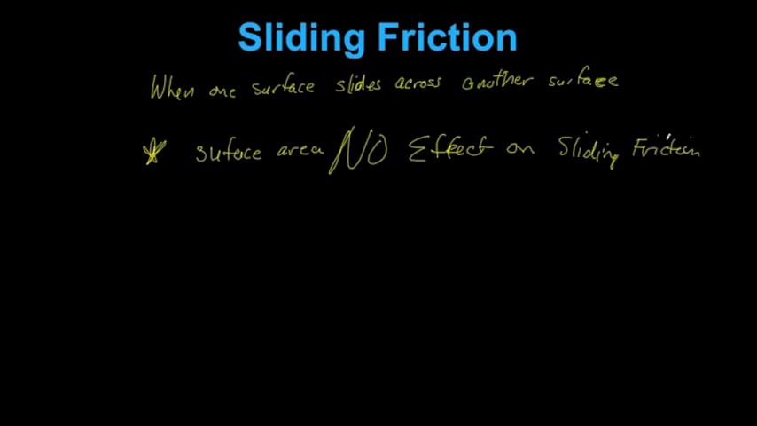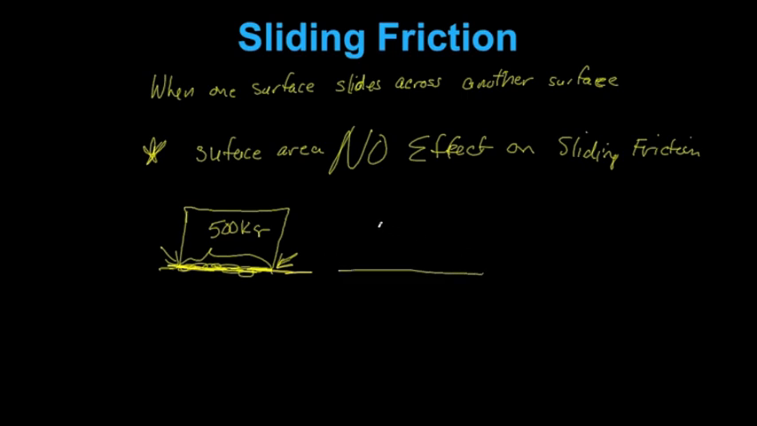Okay, so what does that mean? Look, if you have a box, okay, and its surface is all this area right here touching the floor, all right? So this whole area from here to here is touching the floor. And that box is 500 kilograms. It produces just as much friction between the surface as it would if it were up on a set of legs, like let's say like a desk or a chair.